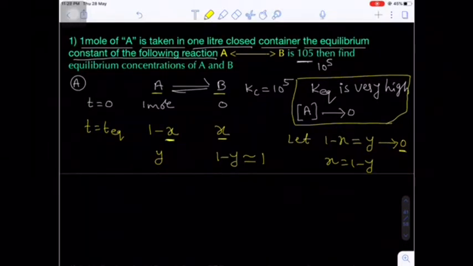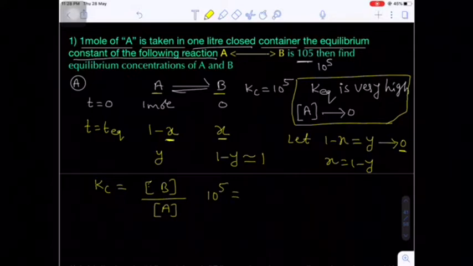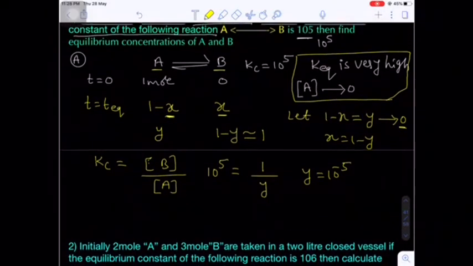Now what is the Kc expression here? Concentration of the products upon concentration of the reactants. The equilibrium constant given to you is 10 raised to 5. Concentration of B, that is 1 minus y, approximately 1 because y tends to 0, divided by concentration of A, that is y. Now what is the y value? 10 raised to minus 5.